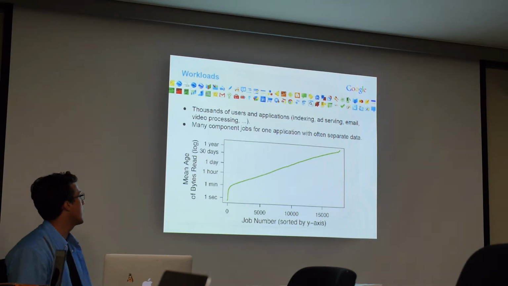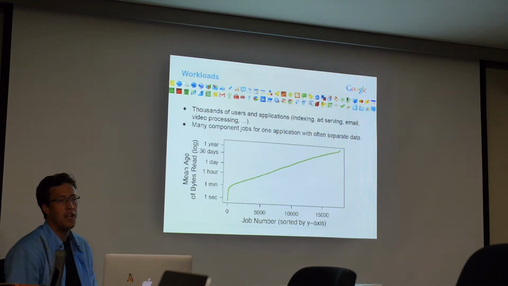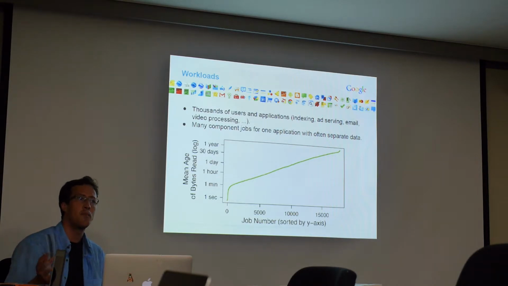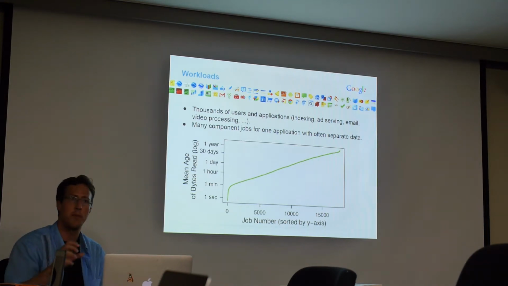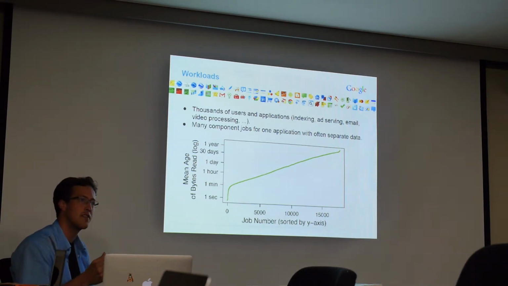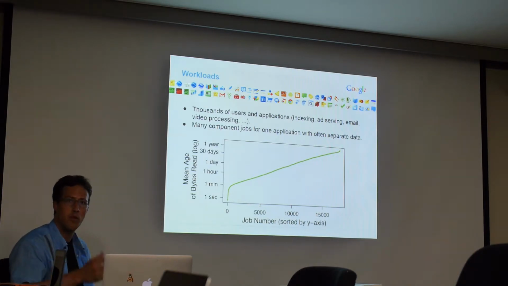In a typical Google data center, there'll be thousands of users and applications. There'll be web search jobs that are crawling the internet, extracting text from content. In the case of Japanese, doing word segmentation so that we can find the spaces between the words. Serving up ads, serving email, video processing, transcoding from different video codecs to other video codecs.